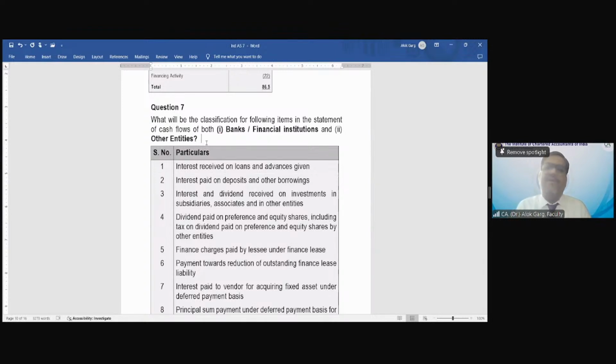Dividend paid. What is the nature of dividend paid for banks and financial institutions? Financing activity. For the other entities also financing activity? Financing. But why is it not an operating activity for banks and financial institutions? Because they pay dividend on shares.